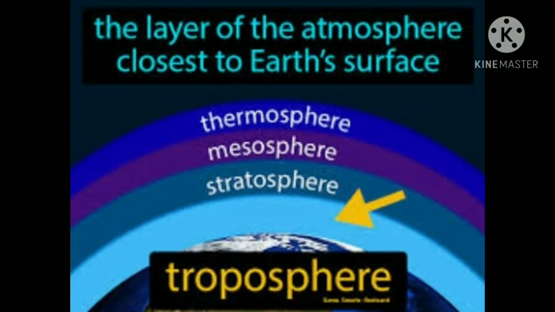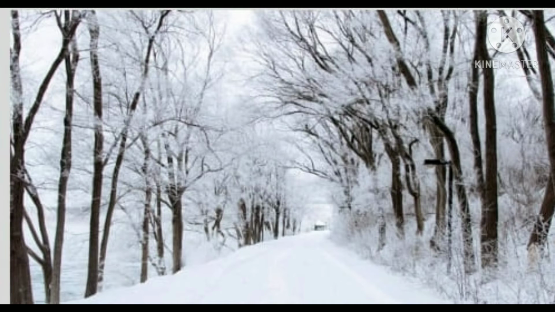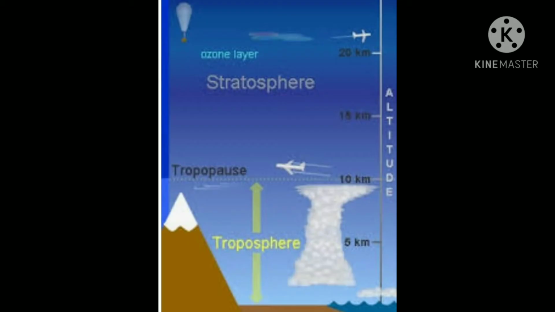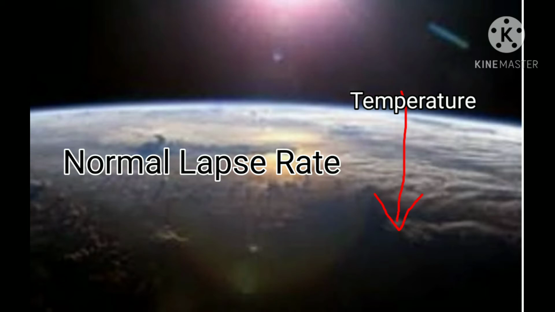It is the densest layer of the atmosphere. It is also the closest layer of the atmosphere. The troposphere contains most of our weather, like clouds, rain, snow. In this part of the atmosphere, the temperature gets colder as the distance above the Earth increases, by about 6.5 degrees Celsius per kilometer. The actual change of temperature with height varies from day to day depending on the weather. The decrease in temperature is known as normal lapse rate.